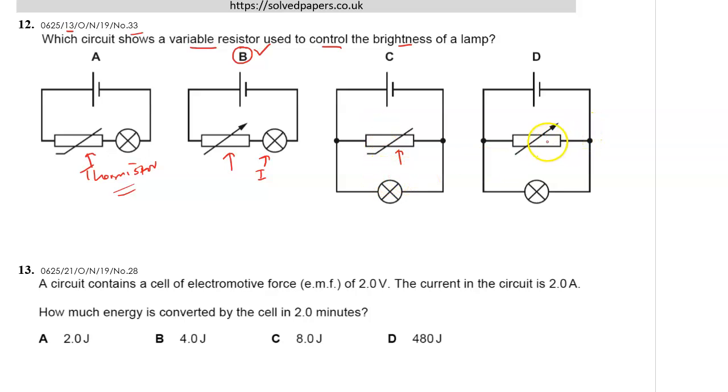This is also connected in parallel. Well, when you change the resistance of this variable resistor, that will have no effect on the bulb, which is in parallel. So for a variable resistor to affect the brightness of the lamp, it should be connected in series. So B is correct. Number 13.